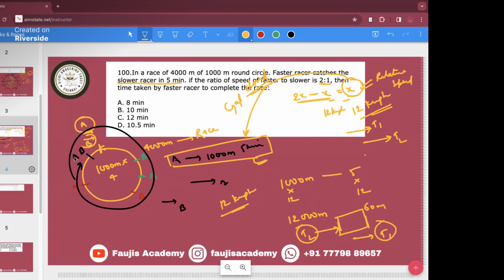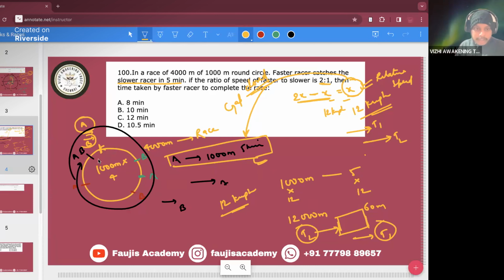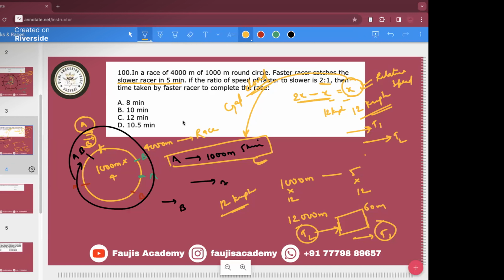Yes, sir. So since A will be running faster, when the race started, A was already in the front. But since A is faster, slowly, since their speed ratio is 2:1, if you apply a little common sense, A will run twice the length. When A runs 2 kilometers, at that point of time B will be running only 1000 meters. Are you getting it?